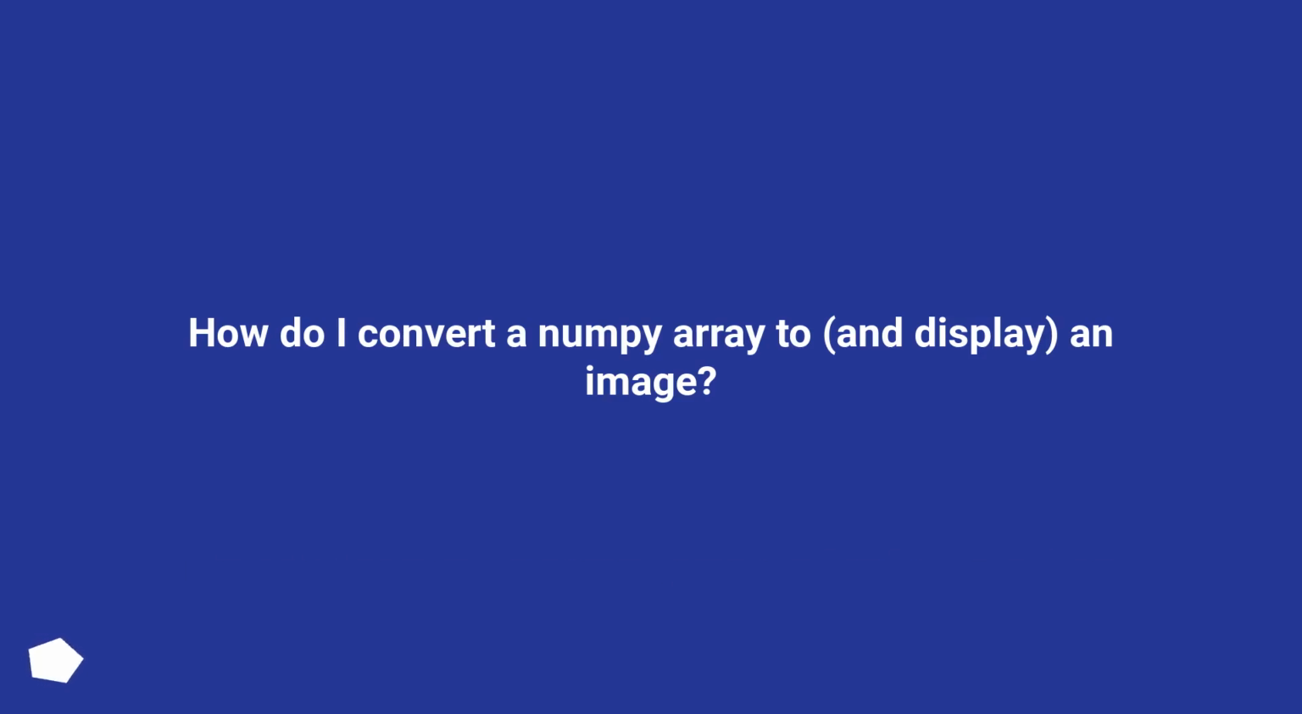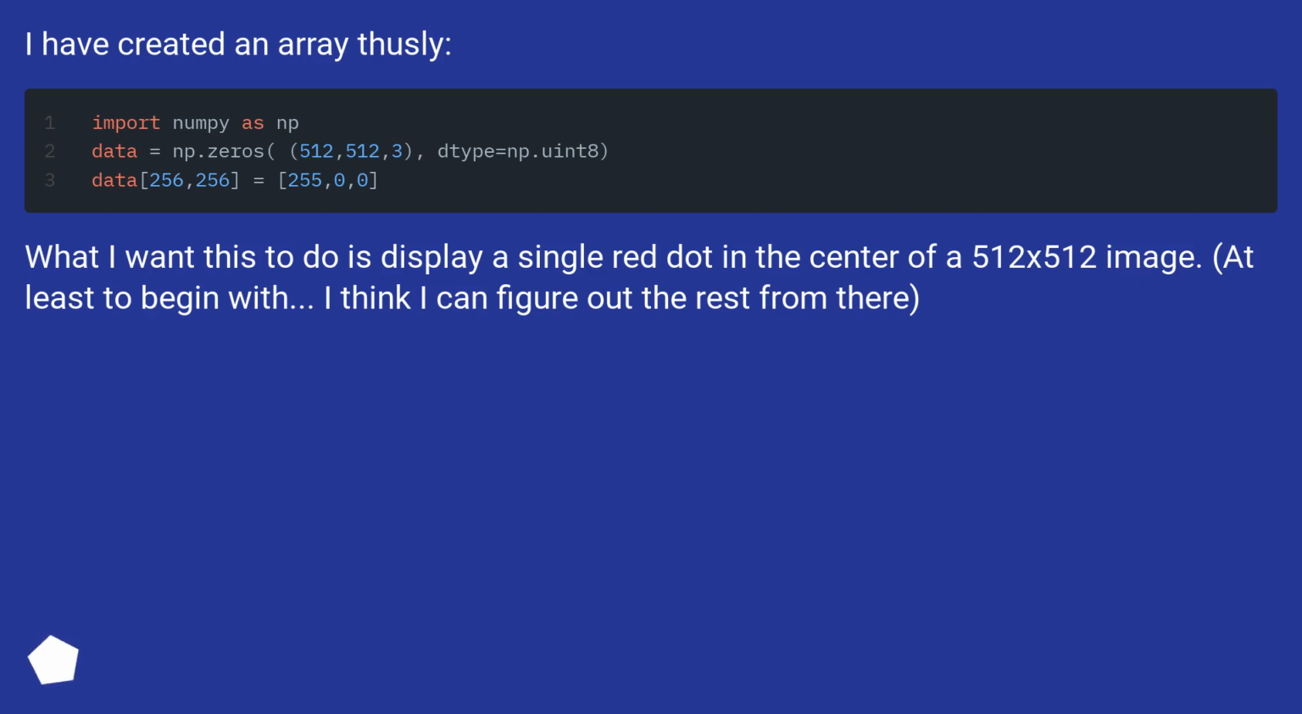How do I convert a numpy array to and display an image? I have created an array thusly. What I want this to do is display a single red dot in the center of a 512 by 512 image. At least to begin with. I think I can figure out the rest from there.